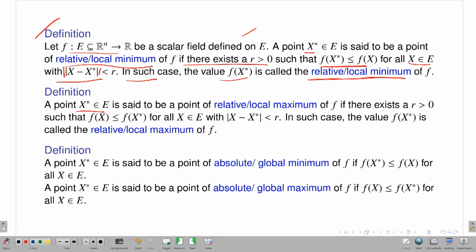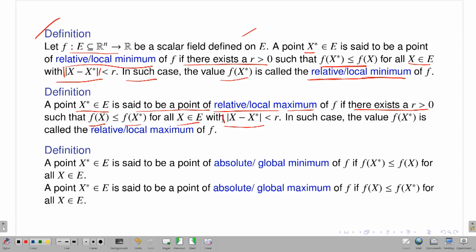A point x star in E is said to be a point of relative or local maxima of f if there exists a positive r, that means there exists a neighborhood around the point x star, such that the value of f at any x from this neighborhood of x star is always less or equal to the value of f at x star, and it should be true for all such x.